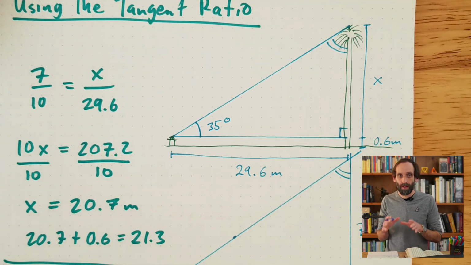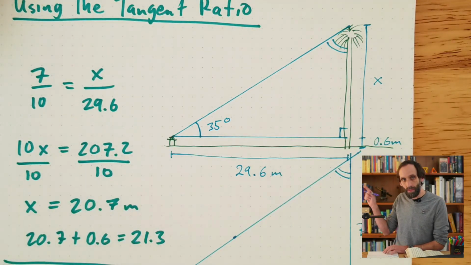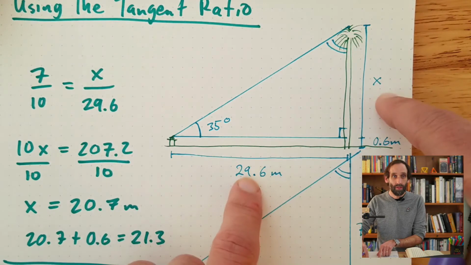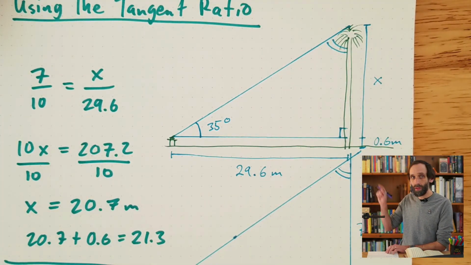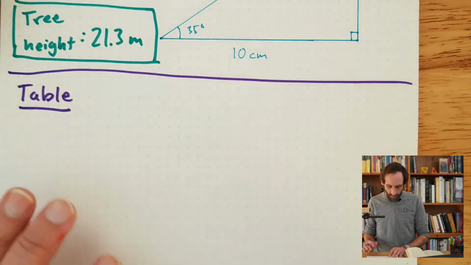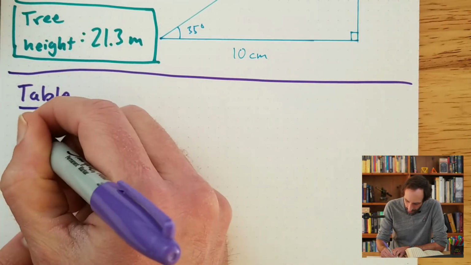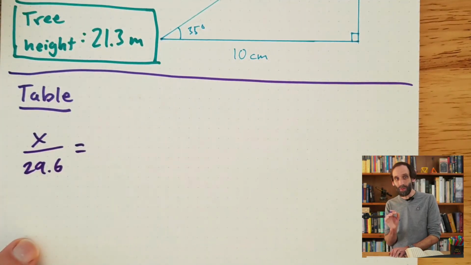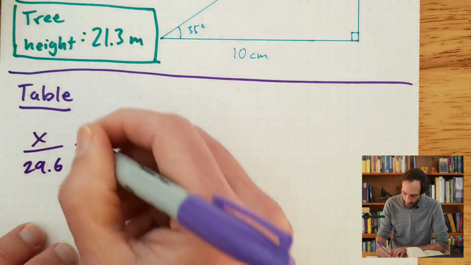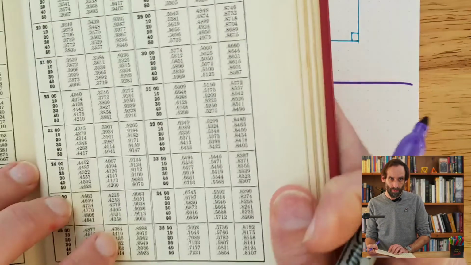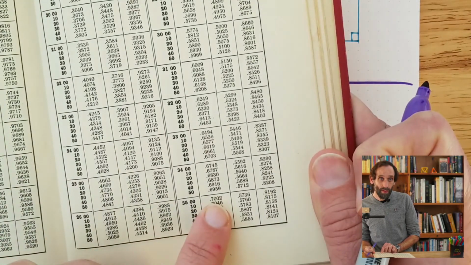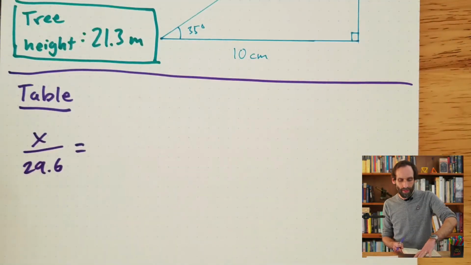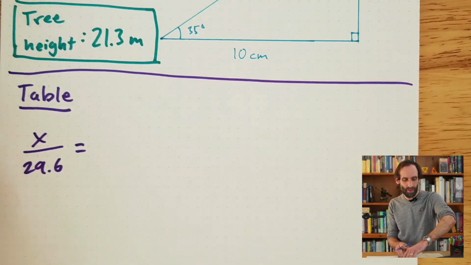Okay, so I know that the ratio in the triangle that I measured outside there is x over 29.6. That's the ratio from the triangle outside. So let's write that in here. So x over 29.6. Now that equals the tangent of 35 degrees, which according to my table, might be a little small for you to read, but it does say 0.7002.